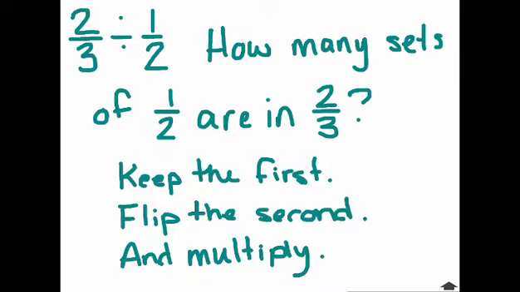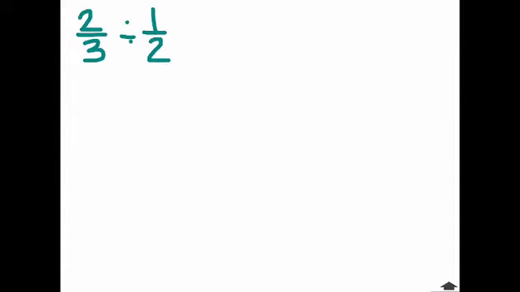So one of the things that we are going to do today is look at why this rule works. Let's start with a couple of ways that we can solve this problem if we don't actually remember that rule of keeping the first, flipping the second, and then multiplying. One thing that we can do is find common denominators.